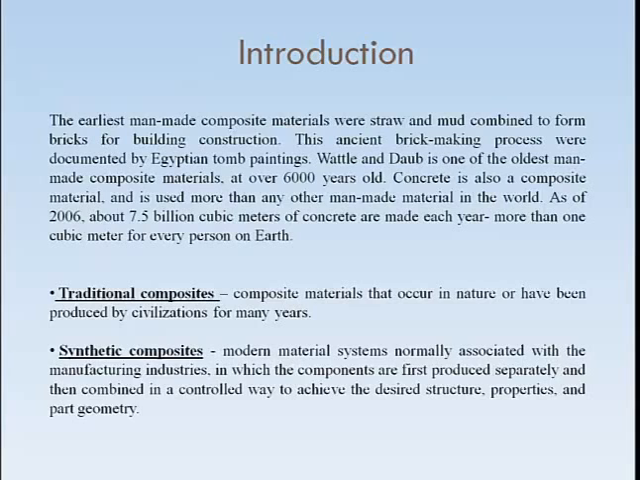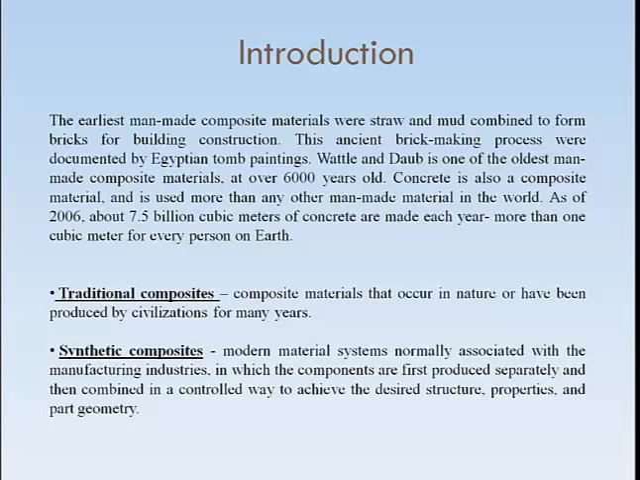Introduction. The earliest man-made composite materials were straw and mud combined to form bricks for building construction. This ancient brick making process was documented by Egyptian tomb paintings. Wattle and daub is one of the oldest man-made composite materials at over 6,000 years old.